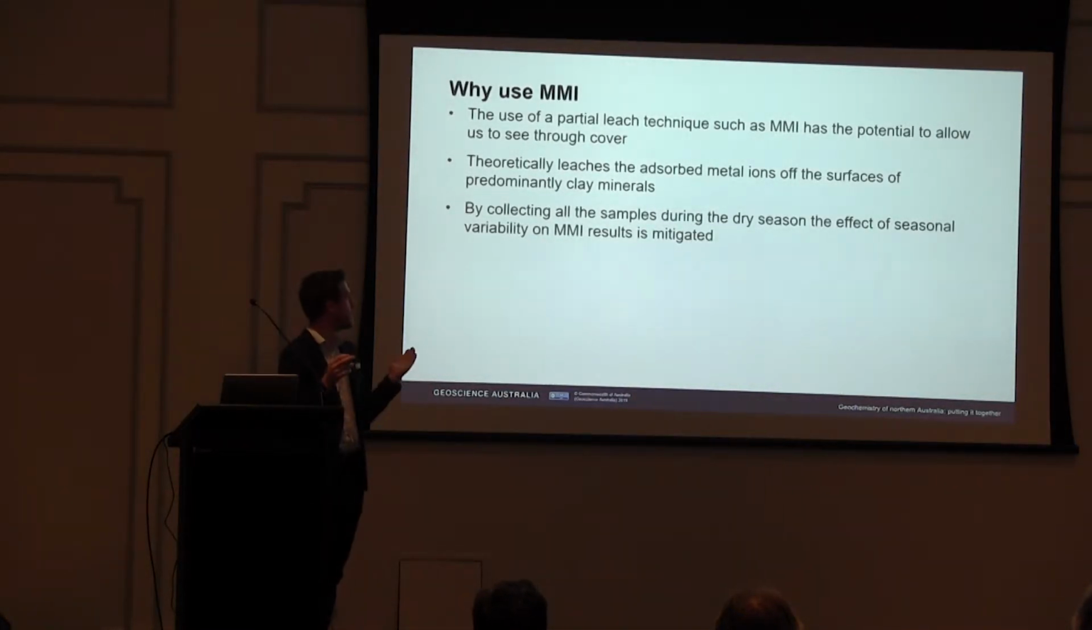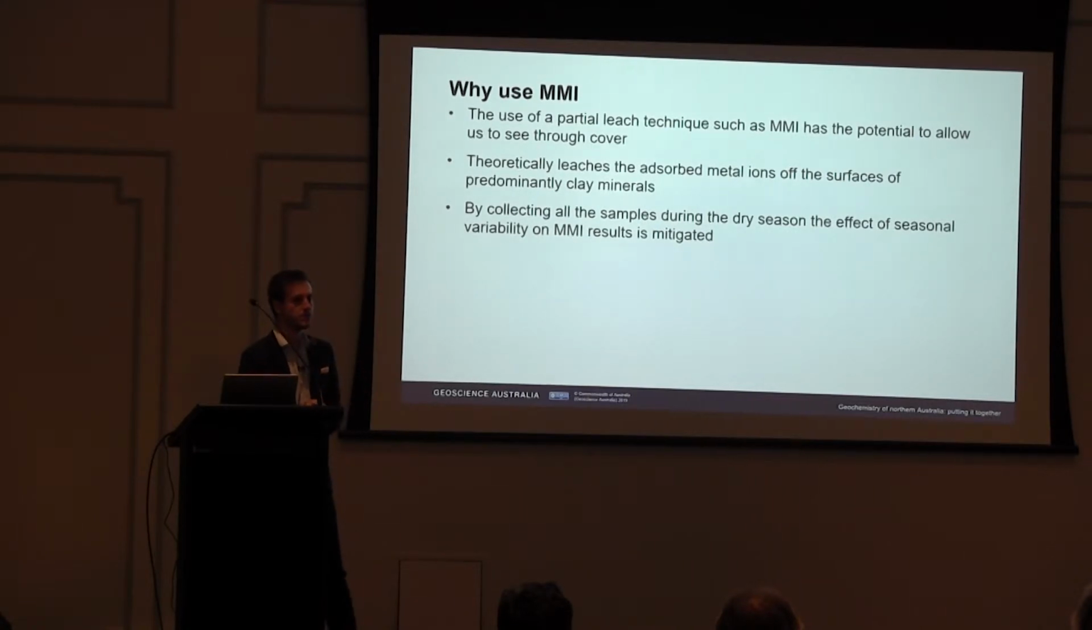But why use MMI? As I'm sure many of you in exploration are familiar with, it's a very weak partial leach technique that hypothetically removes the adsorbed metal ions off the surfaces of clays and ferruginous regolith, and is potentially seen through cover. We do have a bit of a problem there in that it's been theorized that you can see up to 100 meters through cover, but you've got no way of knowing how deep you're seeing, or if over your area you're going to see variation in the depth. So one area could be seeing 100 meters, another area could be seeing 10 centimeters. So there is that unknown when you're looking at MMI data.